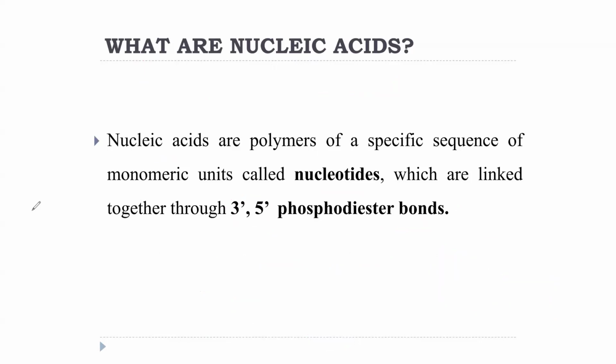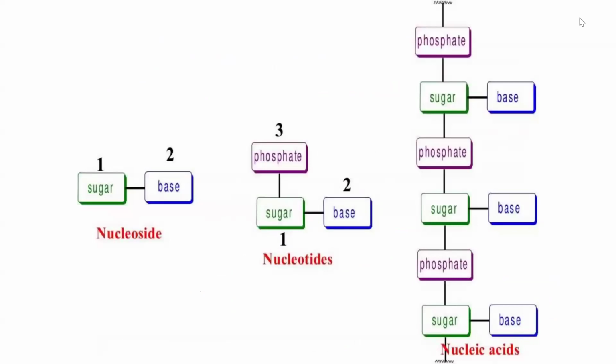So now, what are the components of this nucleic acid? The nucleic acid, as we said, is made of nucleotides. But before you have a nucleotide, you have a nucleoside. So now we are going to look at the difference between nucleosides and nucleotides.